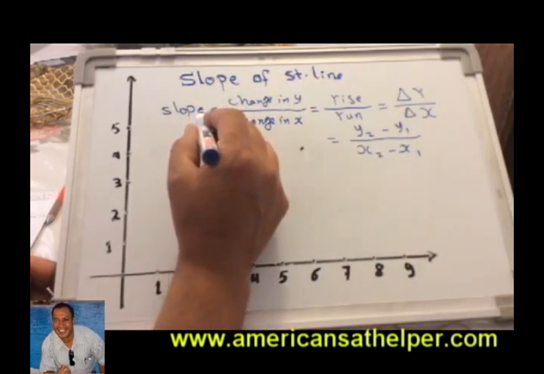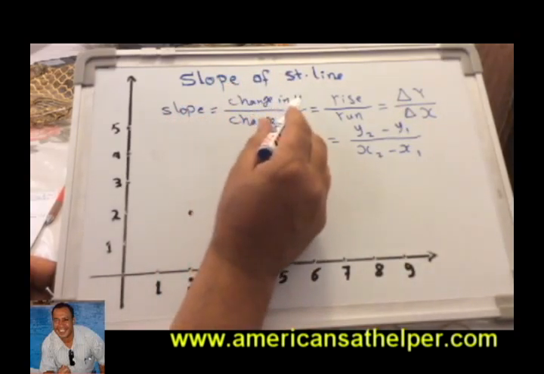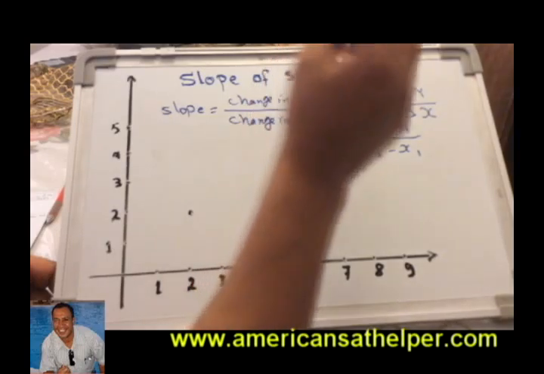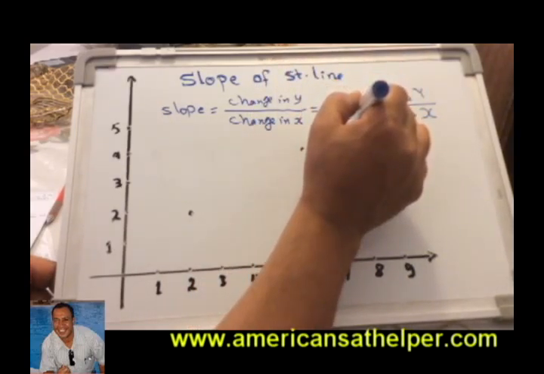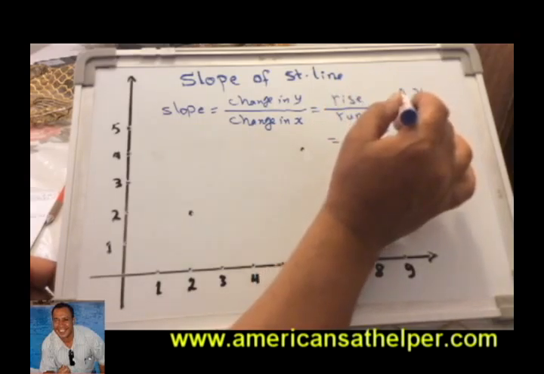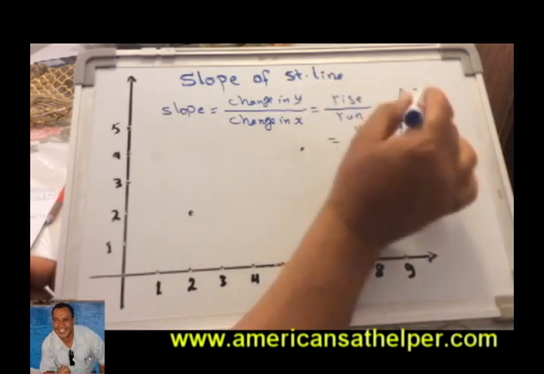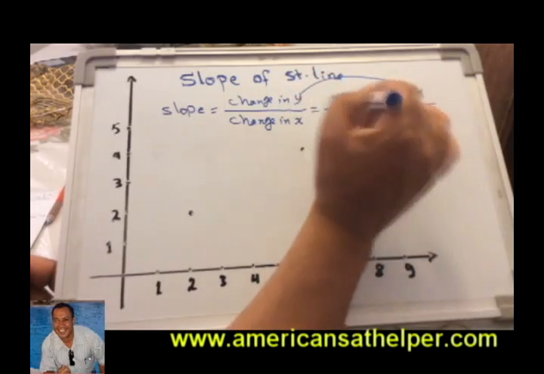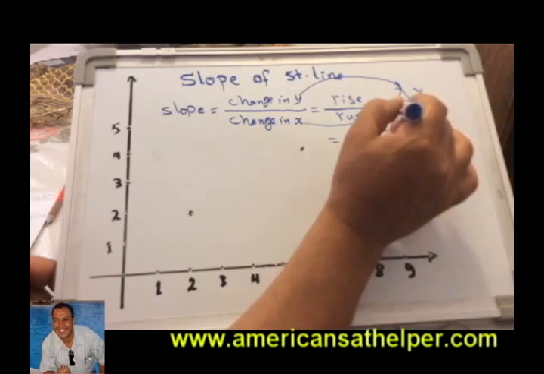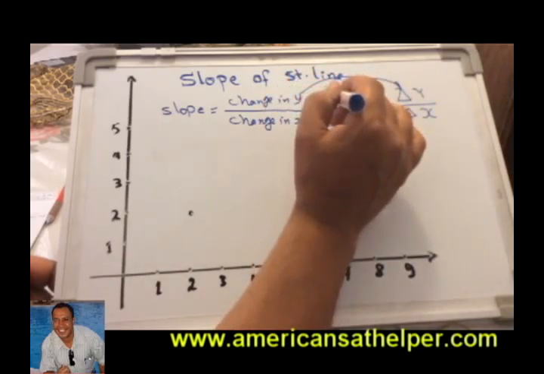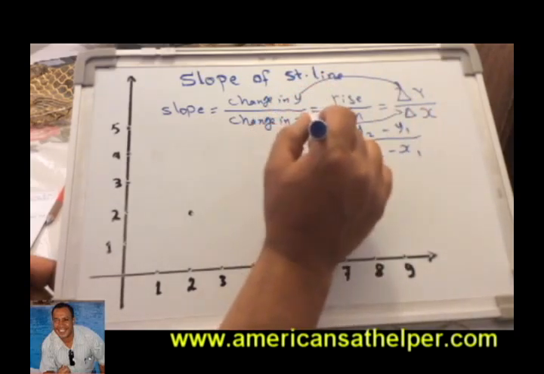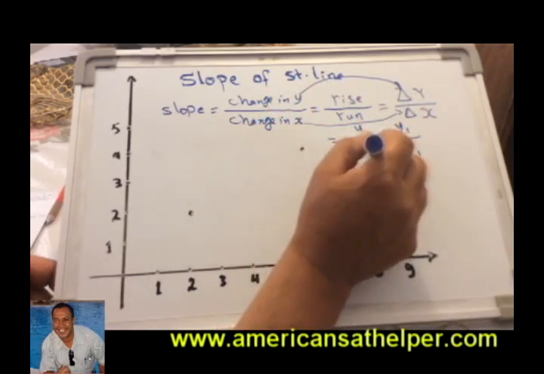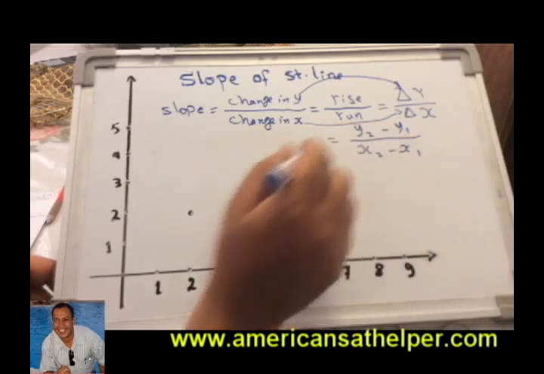Again, slope actually means a change in y over a change in x, or equals rise over run. We can abbreviate this by delta y over delta x. A change in y means delta y, a change in x means delta x. A change in y actually means the difference between y's. A change in x means the difference between x's.